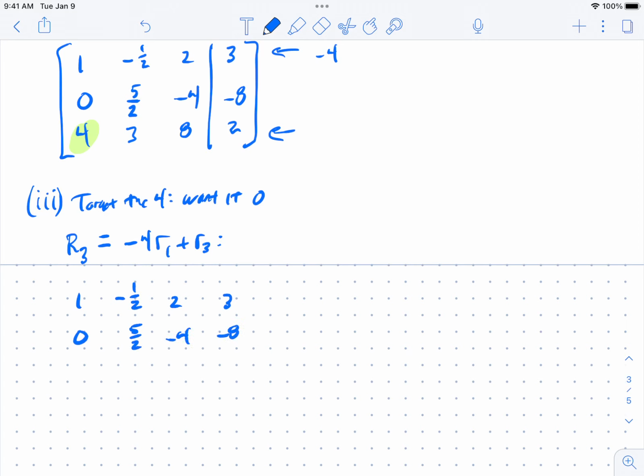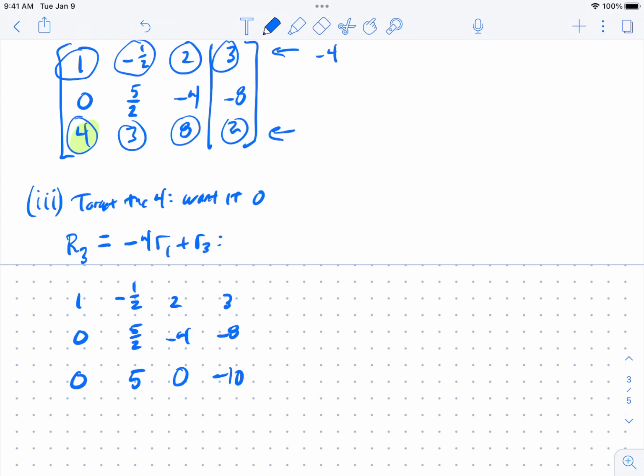Row 3, well, now we're making the changes, right? So all the way across the row. Negative 4 times this is negative 4, and you add this, you get 0. That's what we wanted. Negative 4 times negative 1/2 is a positive 2, plus 3 is a 5. Negative 4 times this is a negative 8, plus this is a 0, actually. Negative 4 times this is a negative 12, plus this is a negative 10. Put my line in, put my brackets. See, now we're getting somewhere, right? We got the 1, we got the 0, we got the 0. 3 down, 3 to go.